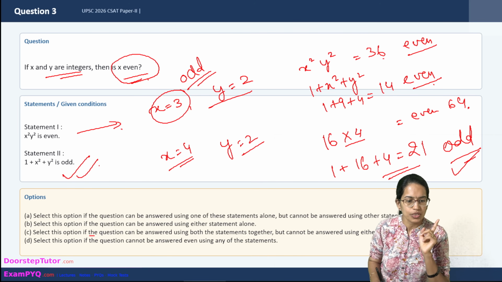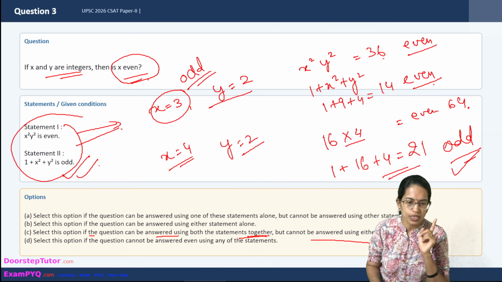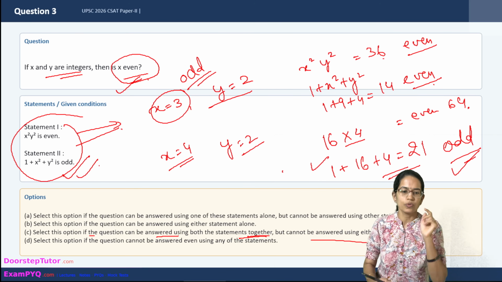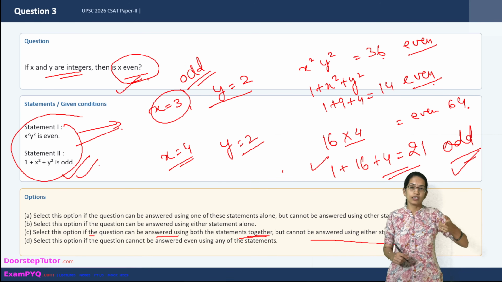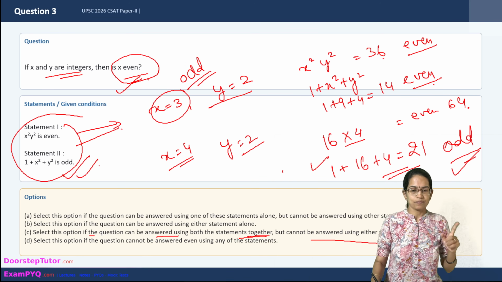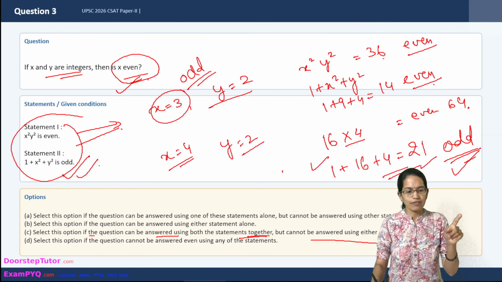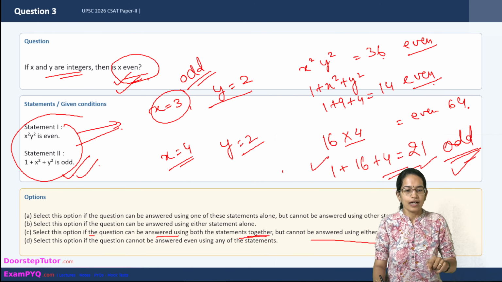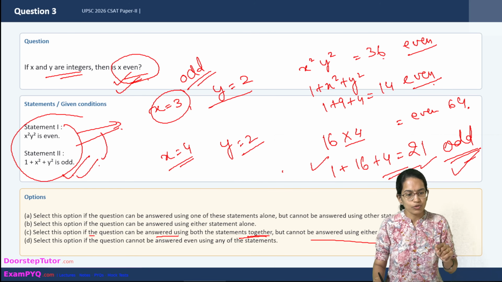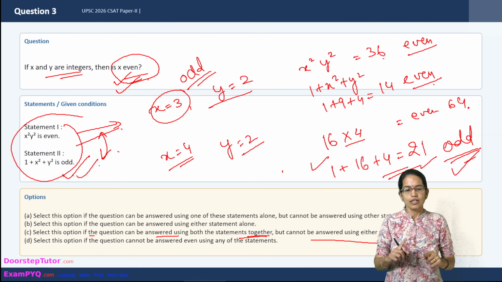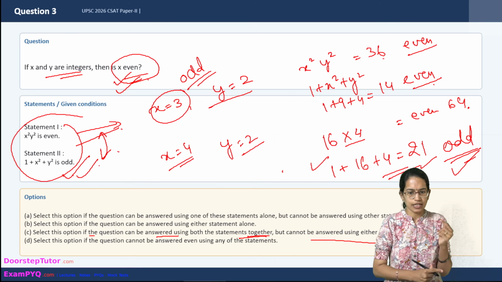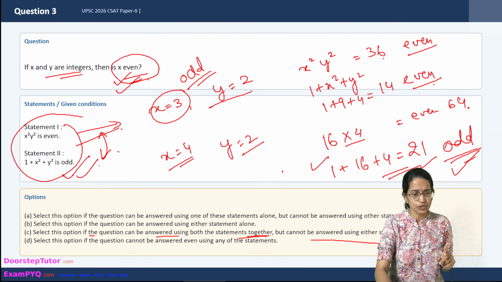So this question can be answered using both the statements together, but cannot be answered by one statement alone, because with both the statements I can use the values and I can say that this would turn true, then x is even, right? So in this case I was able to prove that x is odd, and therefore I was able to establish that this would be the case where I would require both the statements together to answer this question. With one statement I cannot answer this question alone.